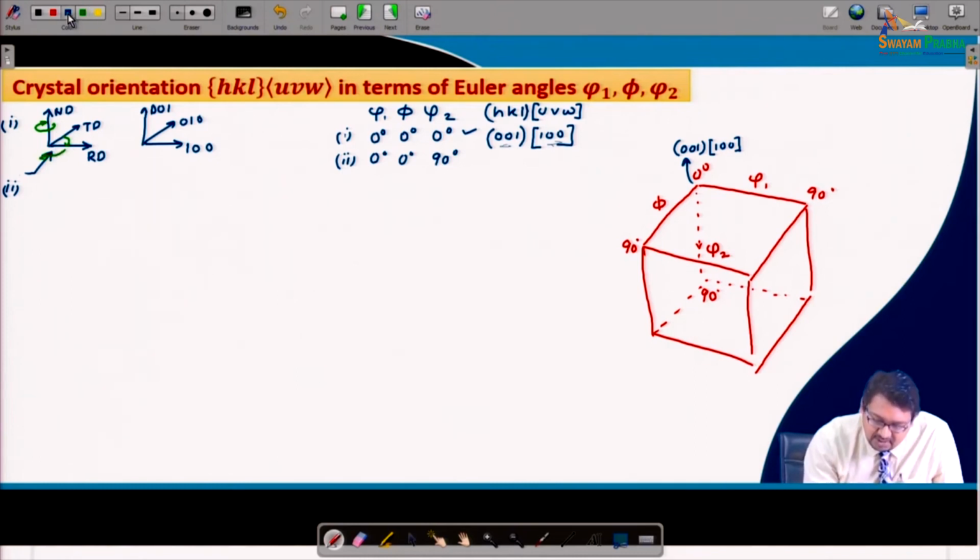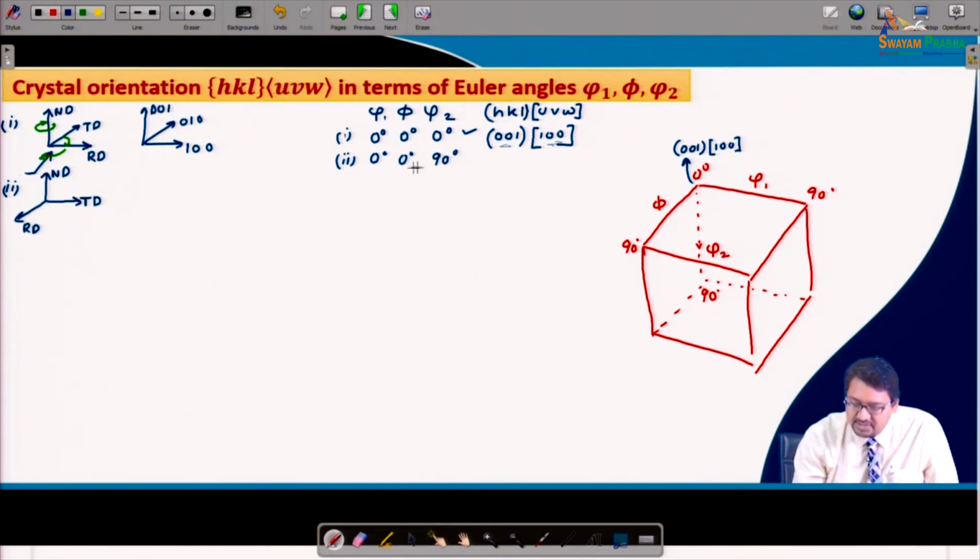So, let us draw how the specimen axis will look. RD will be, now the TD is here and the RD is here. So, for 0 degree, 0 degree, 90 degree, the HKL plane for the ND remains the same, that is 0 0 1, and the RD becomes opposite to 0 1 0, that is 0 1 bar 0.